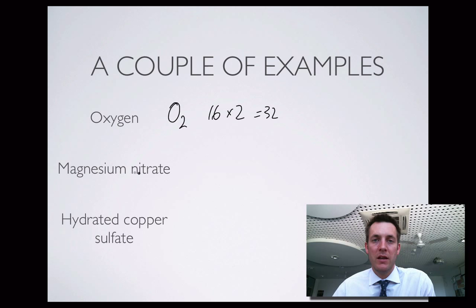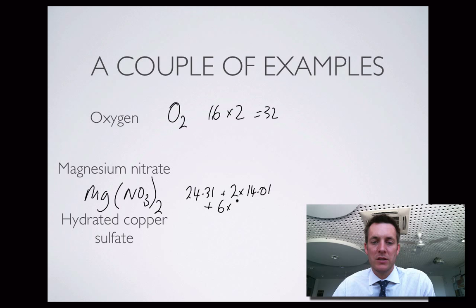Magnesium nitrate, here's where you have to be able to figure out the formula of a substance, because otherwise you can't figure out its molar mass. Magnesium is a 2+ ion, the nitrate ion is a 1- ion, so we've got 2 nitrate ions to every magnesium. So this will be 24, what did we just say it was? 31, plus 2 nitrogens, so 2 times 14.01, and 6 oxygens, 6 times 16. Add them all up, and you've got the molar mass of magnesium nitrate.